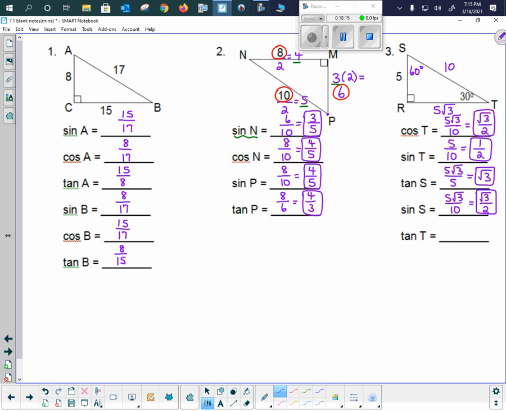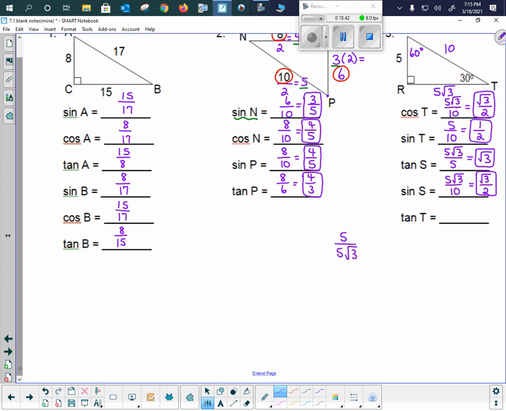Tangent of t. So tangent is opposite over adjacent. All right. So I'm going to do some work down here so I have room. So here's the opposite is 5. The adjacent is 5√3. And let's do this a couple of different ways. So remember, we can't leave roots in the denominator, right? So we have to rationalize. That means I need to multiply by √3 over √3. Now there's a couple different ways we can go with this.